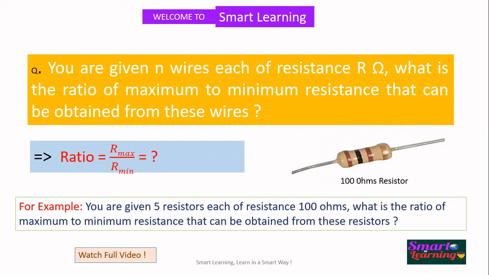On the screen, you can see one of the industrial resistors, and its resistance is 100 ohms. This question can also be specified as: you are given 5 resistors, each of resistance 100 ohms. What is the ratio of maximum to minimum resistance that can be obtained from these resistors? We will find the ratio. Now let's start the solution.